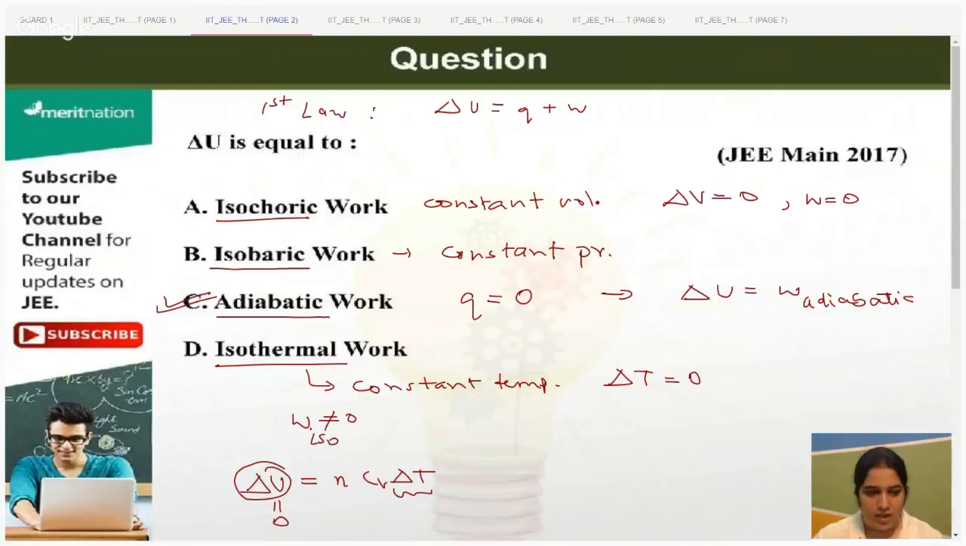Excellent, Meenakshi. Very nice. Okay. So this was a fairly easy question for us, right? It was directly based on the first law of thermodynamics. It involved a little bit of your understanding about different processes: isochoric, isobaric, isothermal, and adiabatic. That's it. Okay, let's move to the next question.